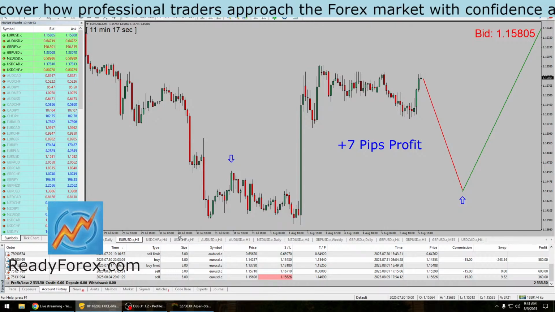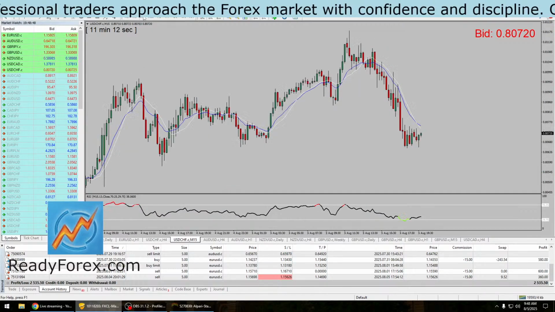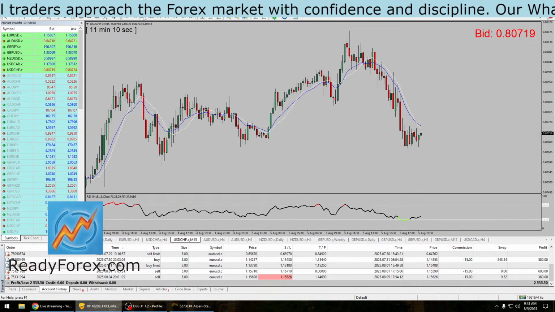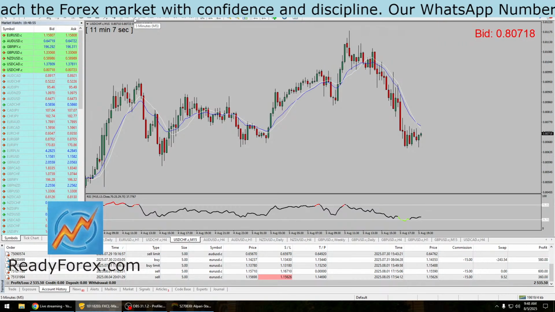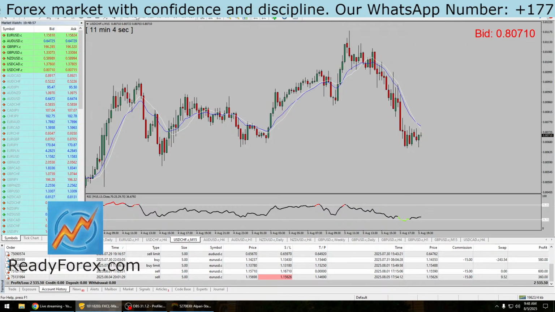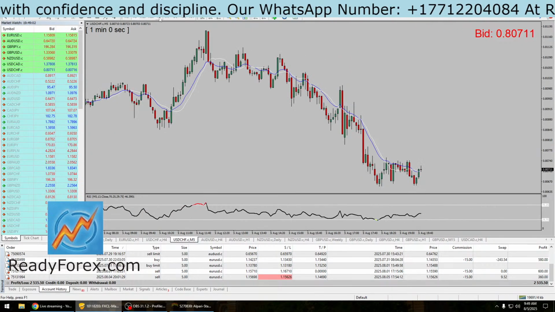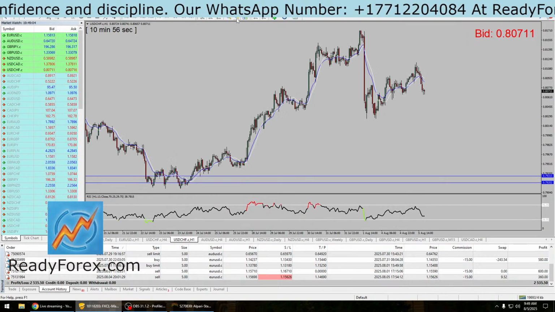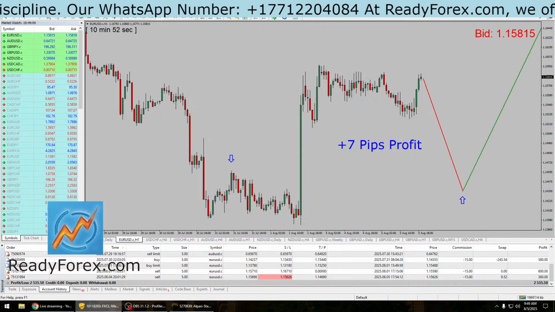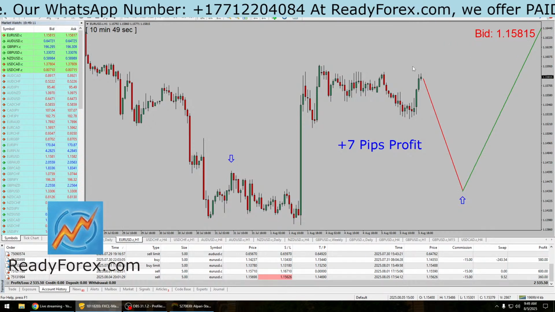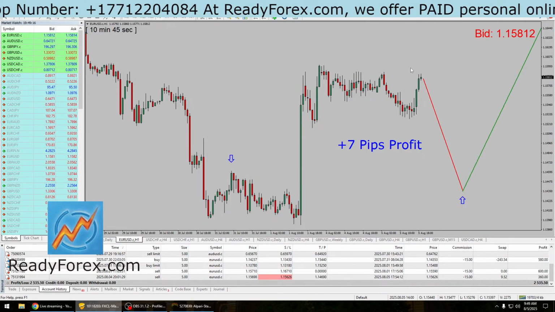US dollar Swiss franc. It kind of looks oversold now. Let's see. So let the market fall first. Okay, I would prefer to look for a trade later, not now.